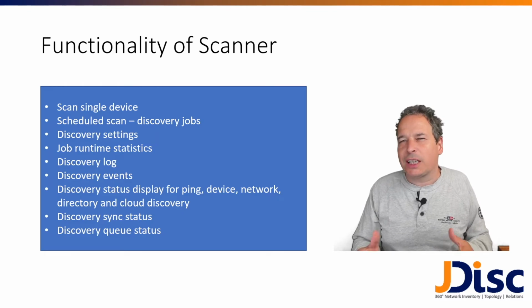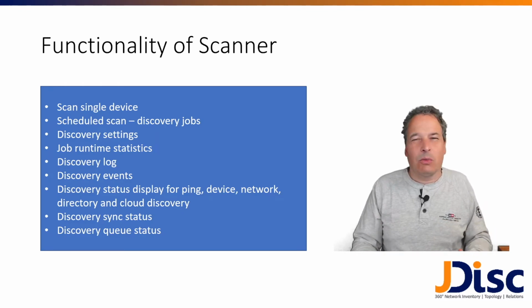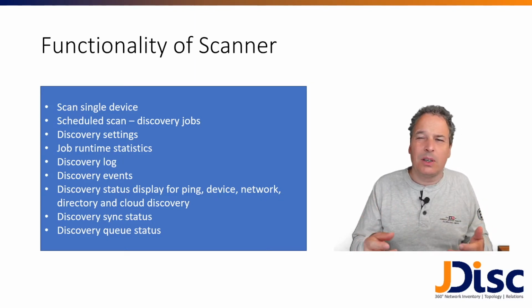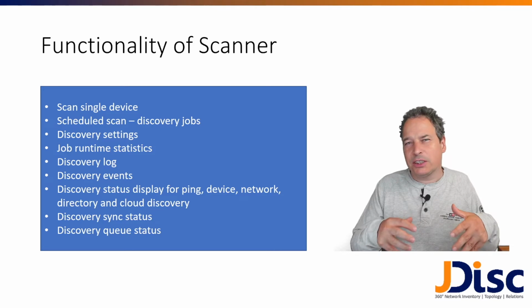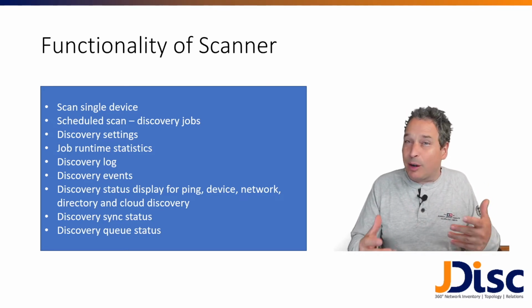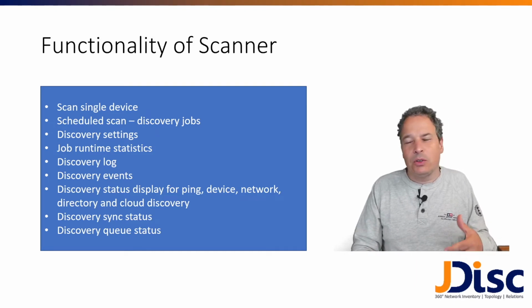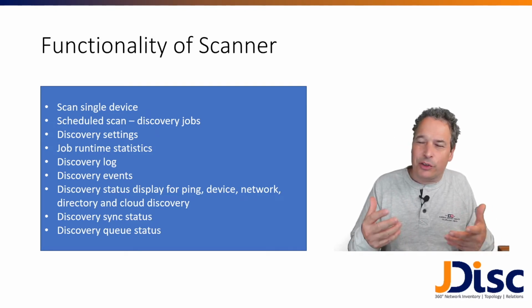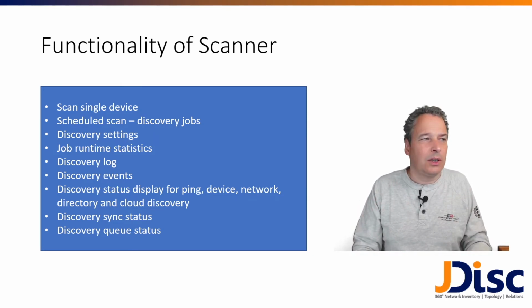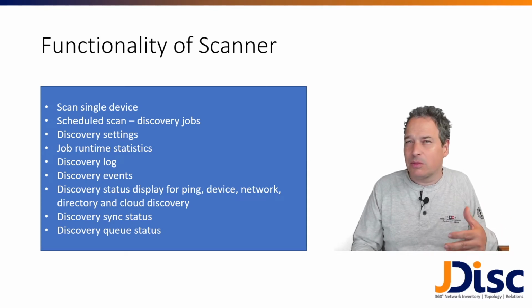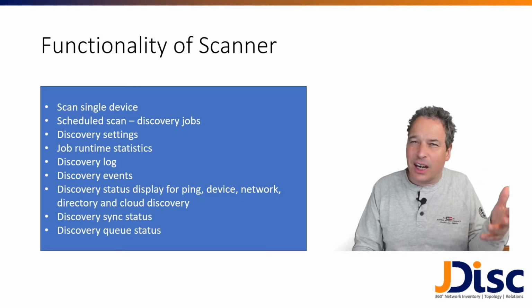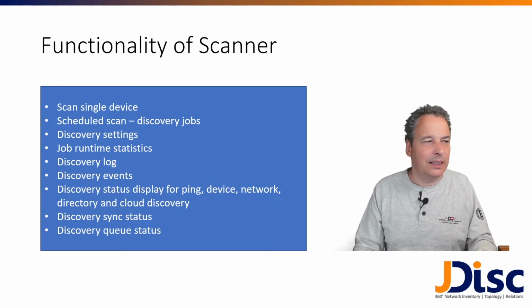So what kind of functionality does the scanner support? Of course, you can scan a single device, or you can scan using a discovery job, which comprises IP ranges or whole groups of networks or directories. You have a couple of directory settings that you can do. You can look at the runtime statistics of a job while it is running. You can look at the discovery queue. There is a discovery log that documents what the discovery does, and the set of events, so when a discovery started, when something was done, or when it has ended.